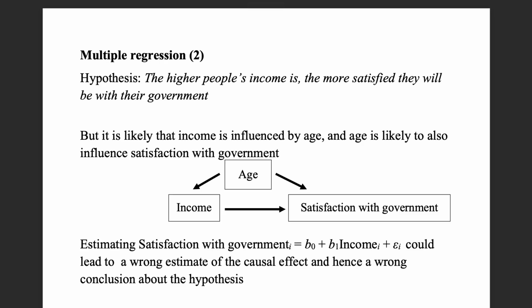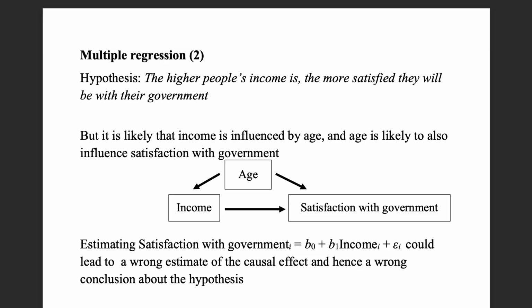So in other words, if we would now just estimate a simple linear regression model, so satisfaction with government for each case i is b0 plus b1 income plus an error term, then we might get a wrong estimate for the causal effect of income, because age is confounding the relationship. And of course, that's a bad situation, because if your hypothesis is based on a theory that says this has to be a causal effect, then what we are now getting for our b1 coefficient is actually the wrong estimate, because it's not really an estimate of the true causal effect. And that might, of course, lead us to make a wrong conclusion about the hypothesis.